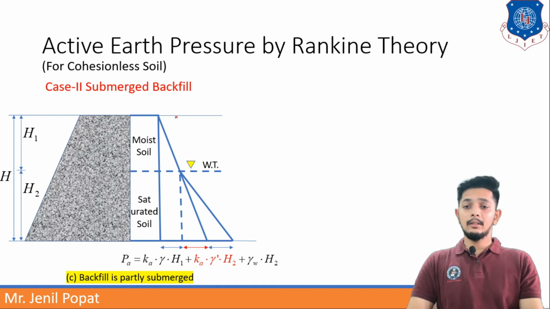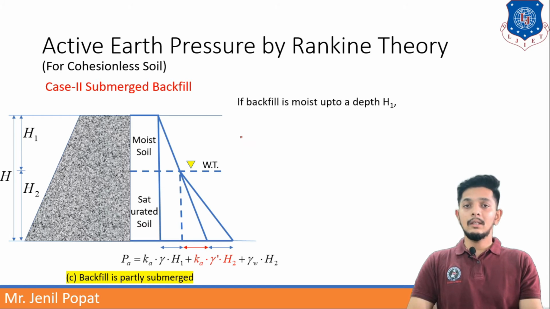In the case of moist soil, there will be only one triangle, but in the case of saturated soil, there will be two triangles. First triangle for submerged unit weight and second for water, as we have seen in the second case of the same.